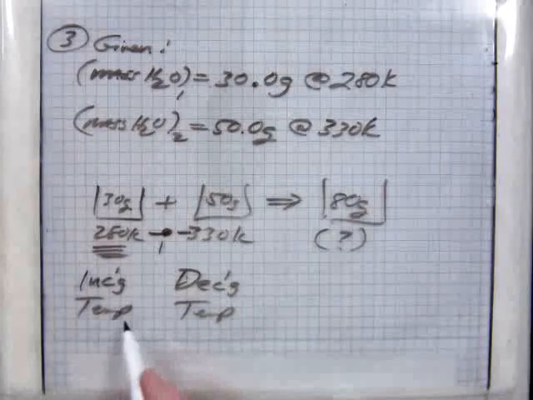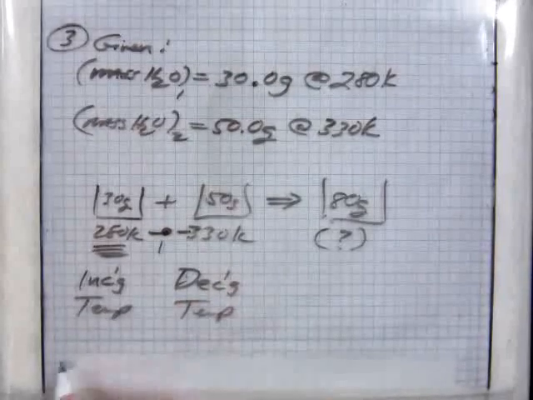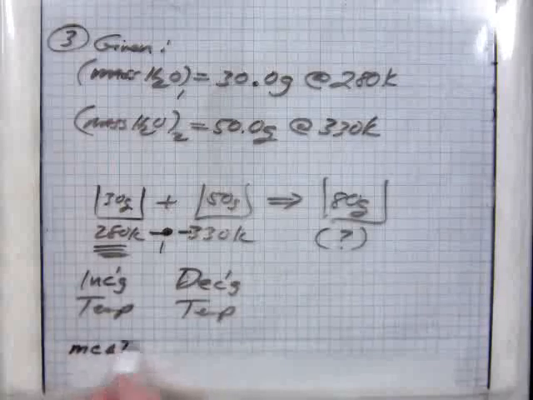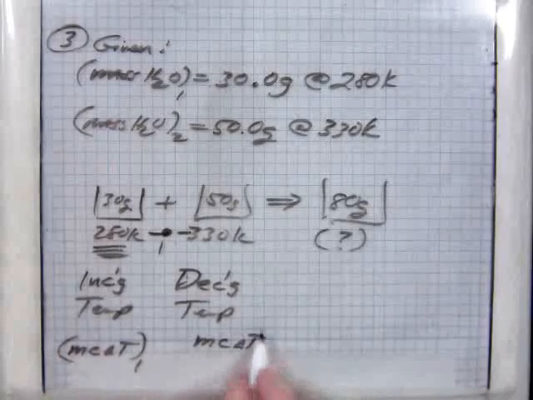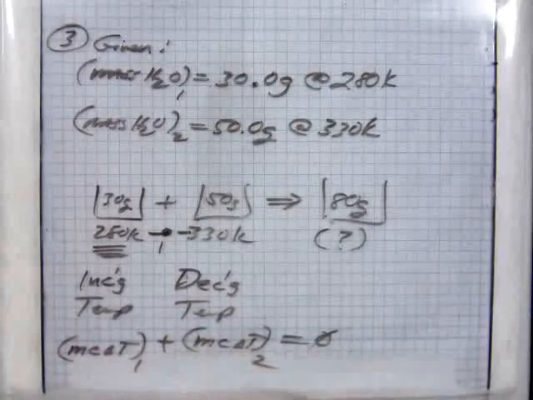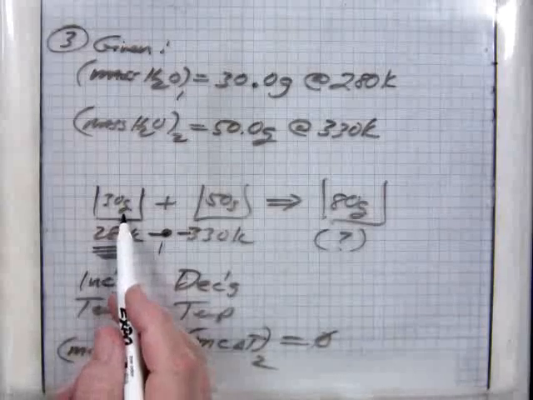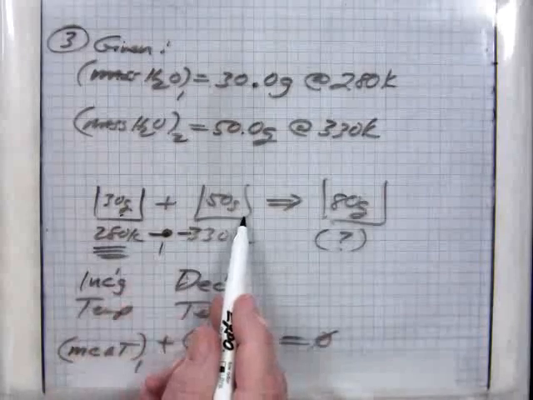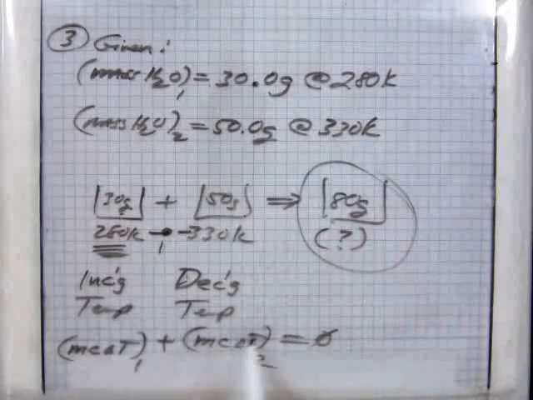So all you have is a temperature change problem. This would be MC delta T for 1, and this will be an MC delta T for change 2. Put those together and set them equal to 0. That's all it is. Make sense? So you just identified this one, and you identified this one, and you mixed them together to get this. But the changes are all going to add to 0.